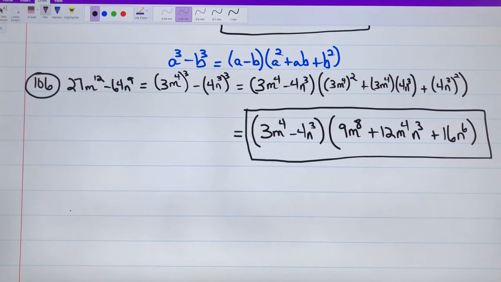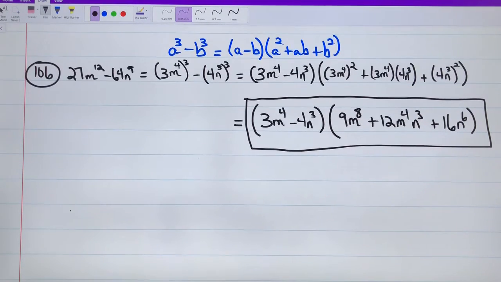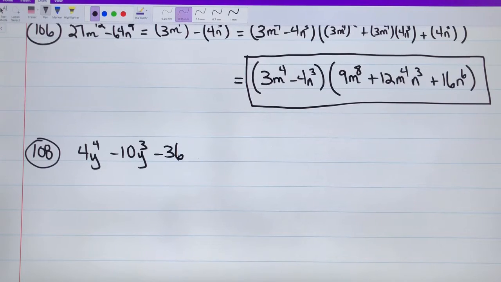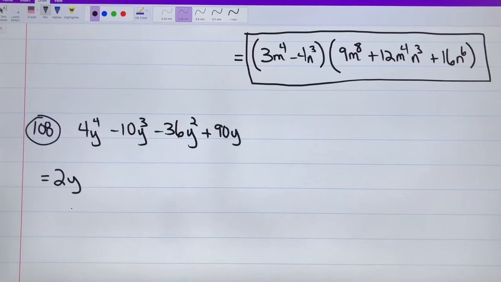in this one we have a 4-term expression: 4y to the 4th minus 10y cubed minus 36y squared plus 90y. And this problem will have a little different twist to it. Now we've got 4 terms as opposed to 3. And now we have even coefficients, and all the terms are in the variable y.